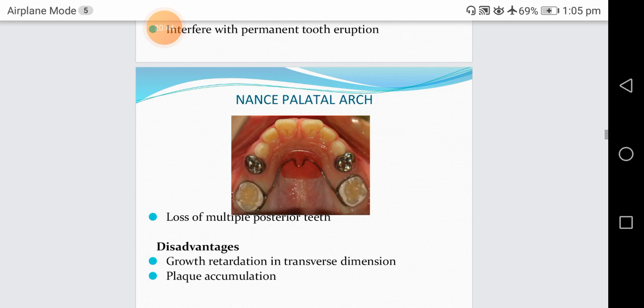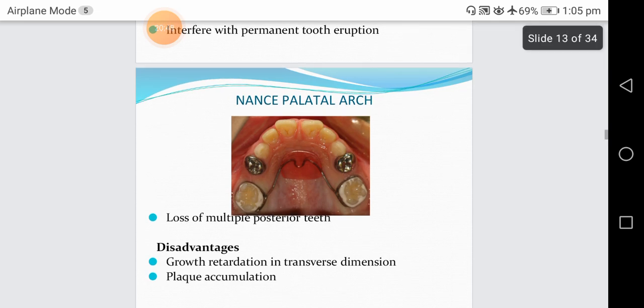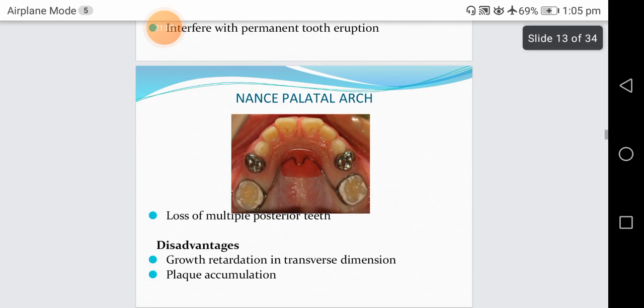Okay, that is how, when the examiner asks you to identify a space maintainer, or which type of space maintainer this is, you have to identify it as a non-functional, bilateral, fixed maxillary space maintainer.